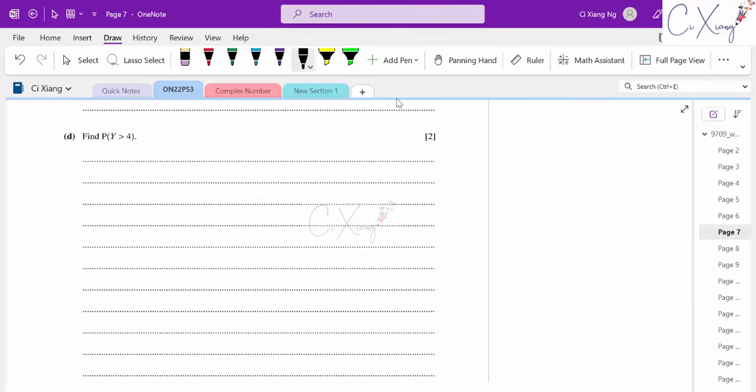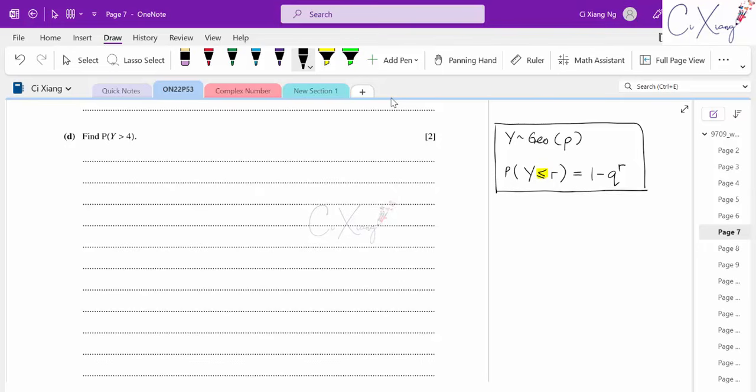Again, for any geometric distribution with the parameter p, we have a general formula where y smaller or equal to r. Please take note there must be a smaller or equal sign here. The general formula will be 1 minus q power r. This is a general formula for the geometric distribution. For this case, they want us to calculate the probability for y greater than 4. We can try to rephrase our question into this pattern. So when I'm having y greater than 4, it can be written as 1 minus the probability of y smaller or equal to 4, right?